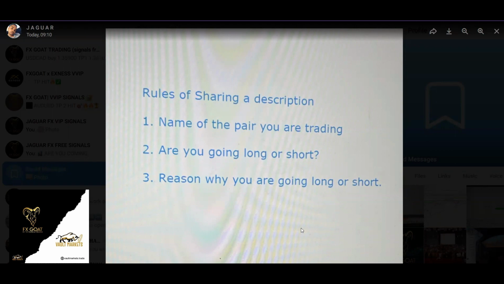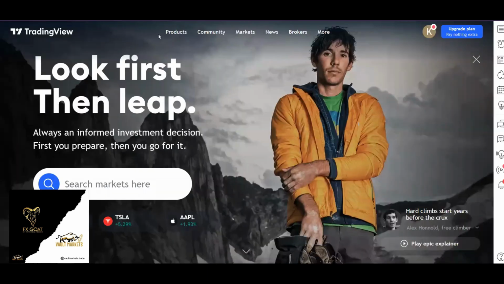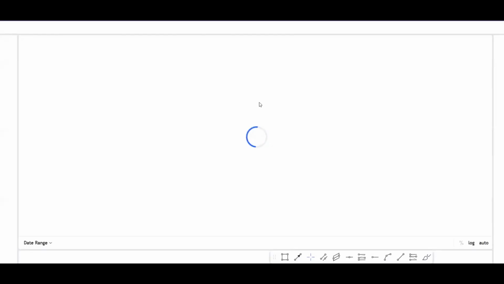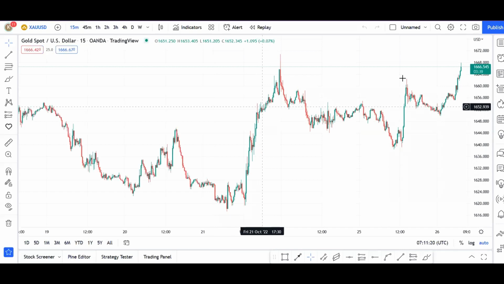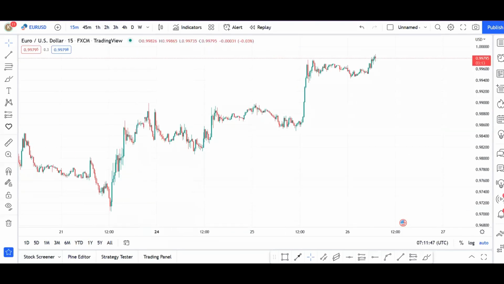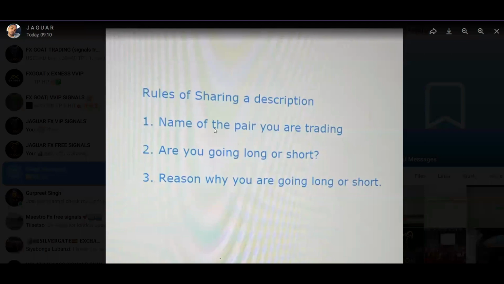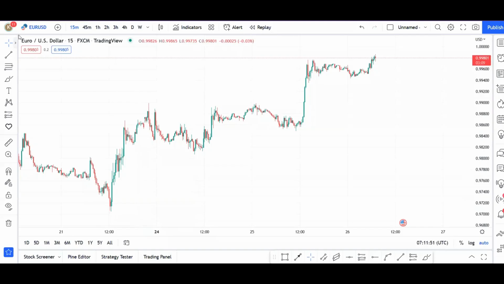For example, let me follow these rules as well, to show you how easy it is to follow them. So these are the rules. Let's follow the rules. The rule is: name the pair that you are currently trading. The pair that I'm currently trading is Euro USD.